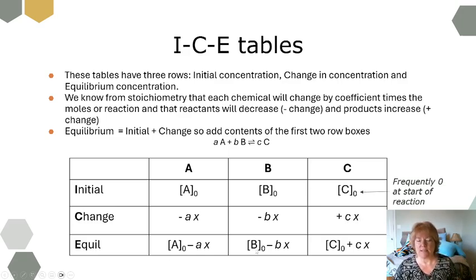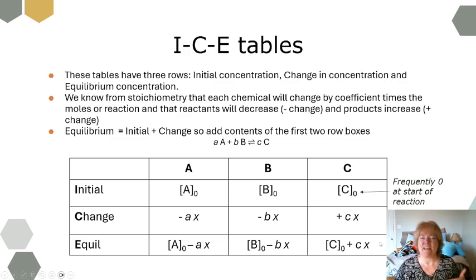So now I can write these equilibrium expressions. At equilibrium, the concentration of A is the initial concentration minus the coefficient times x, however many moles of reaction occurred. And the equilibrium concentration of B will be the initial concentration of B minus the coefficient b times x. And then the equilibrium concentration of C will be the initial concentration of C plus the coefficient c times x, however many moles of reaction occurred.